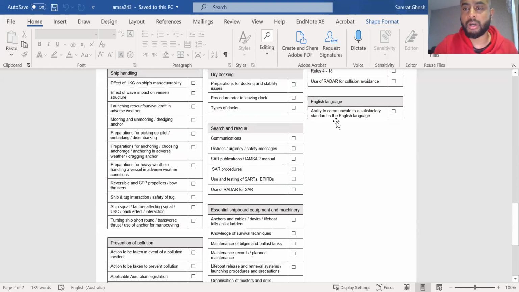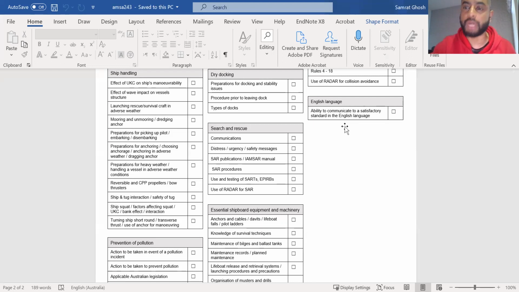You can see here, there is also a category of ability to communicate to a satisfactory standard in the English language. Now, this is a satisfactory standard because it is understood that many international students may not have command over the language. I am from India as well, and I don't have command over the English language as good as some other people do. I speak fast as well, and sometimes that's an issue with me too. But generally, you should be able to answer the questions to the surveyor's satisfaction.